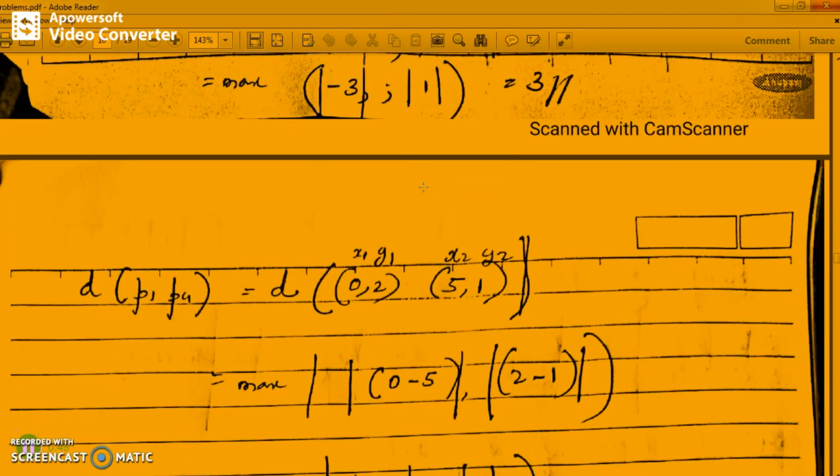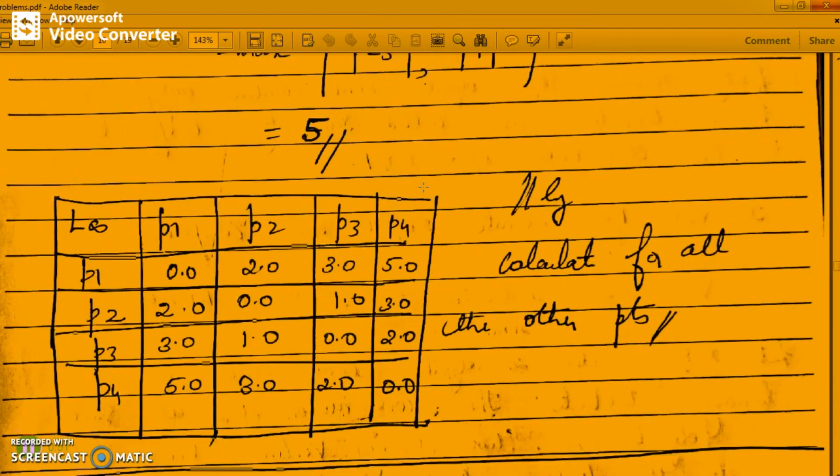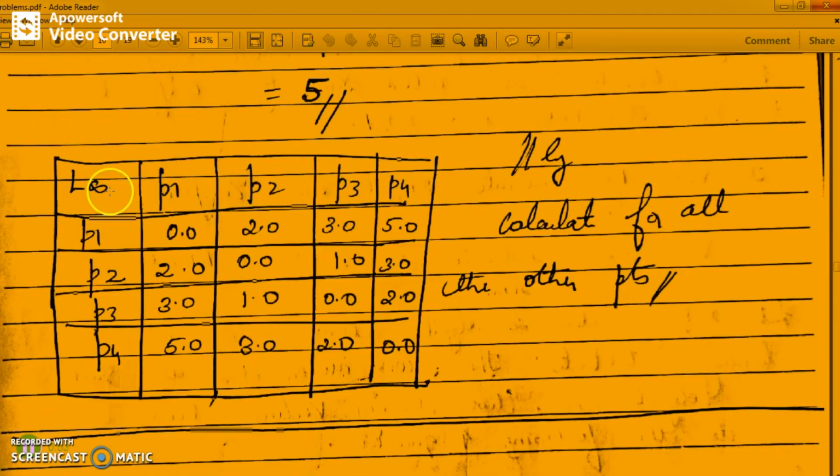Now we continue with all these calculations, and finally you come up with this table. Again, this is a symmetric matrix. All diagonal elements are 0, and you can see here the distances that you have calculated. So these are the 3 different formulas to calculate the similarity. One is Euclidean distance, the second one is Manhattan distance, and the last one is supremum distance.